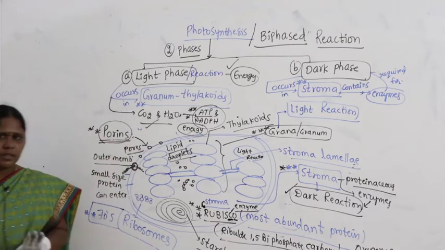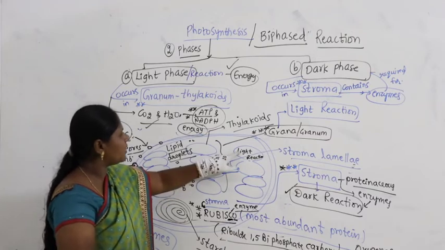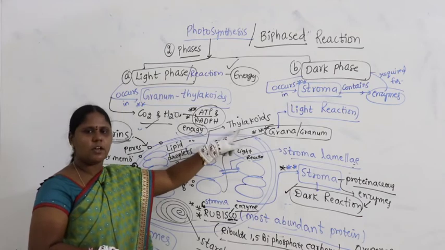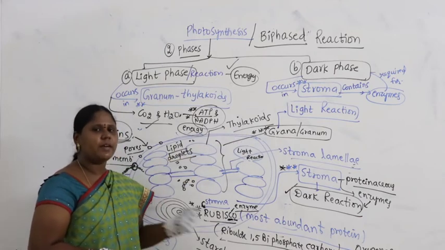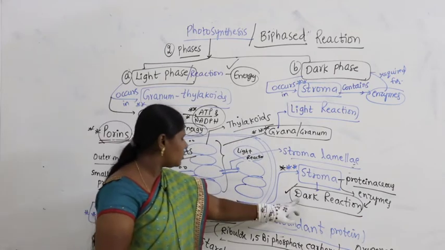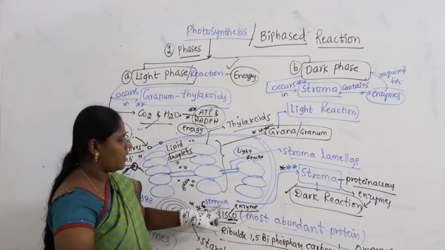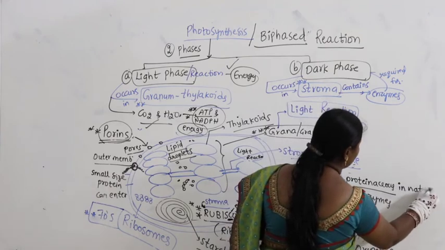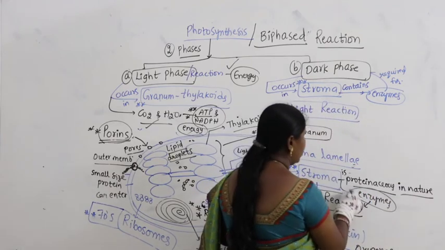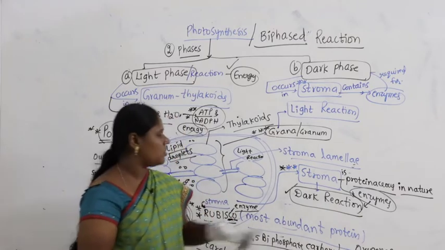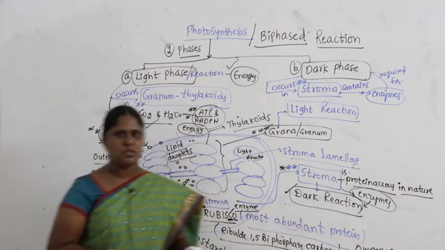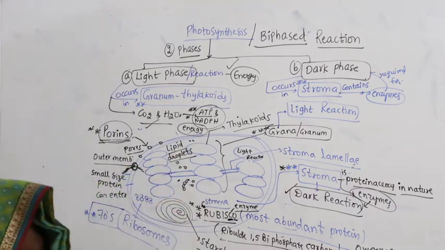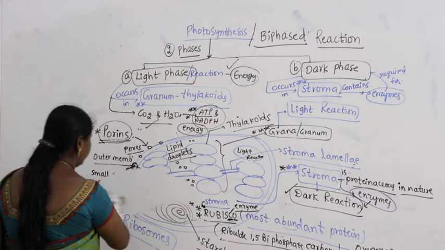So, you all understood one thing very clearly, no? Where does the light reaction occur? In the thylakoids of the granum. Where does the dark reaction occur? In the stroma. The stroma is proteinaceous in nature, and moreover it contains enzymes that are very much required for the dark reaction. Now, what is the site of photosynthesis? Nothing but the chloroplast.